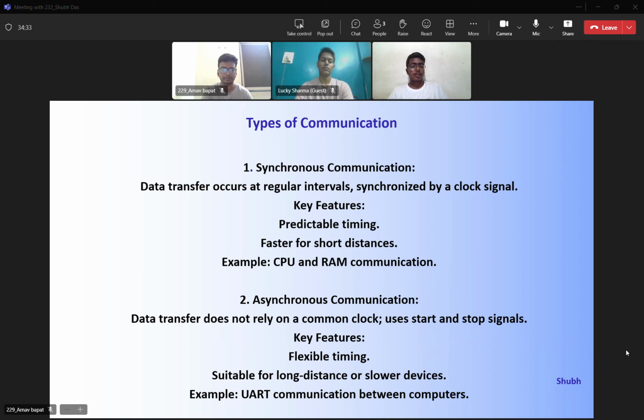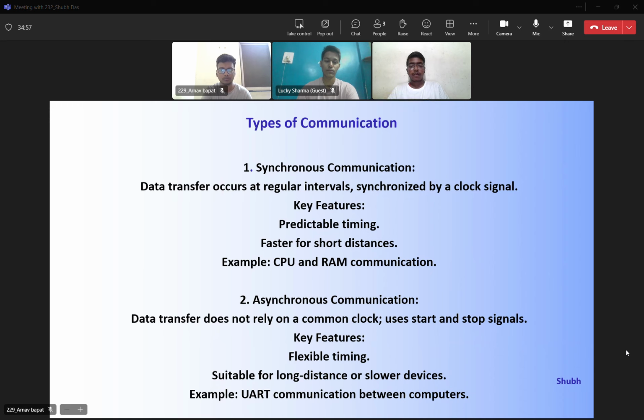So, what are the key features? The timing is predictable because of the shared clock signal, and it's faster and efficient, especially for short distances where delays aren't an issue. One classic example is the communication between CPU and RAM. Since they are closely connected, synchronous communication ensures fast and reliable data exchange.